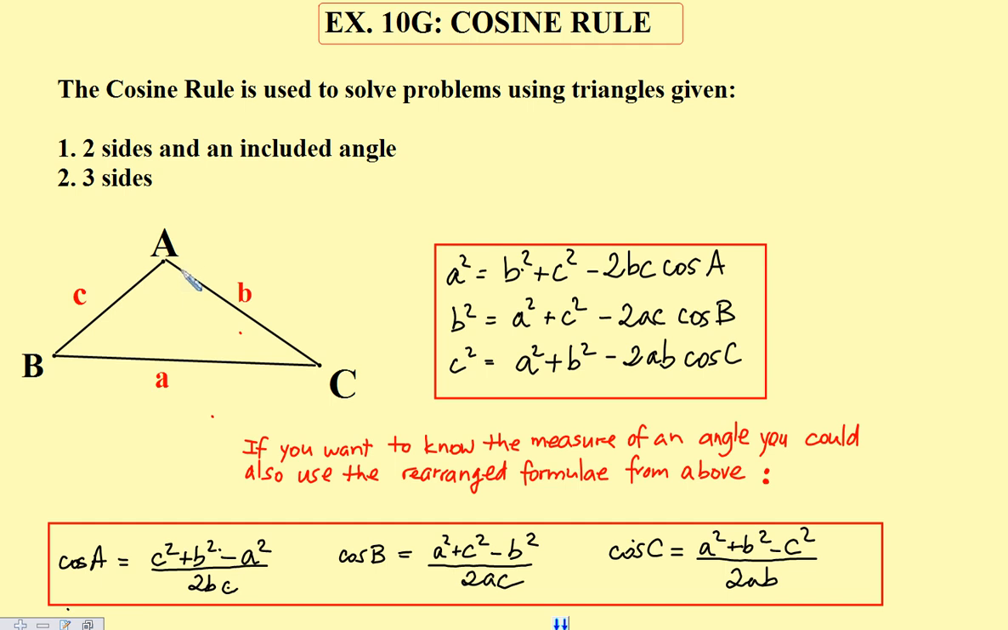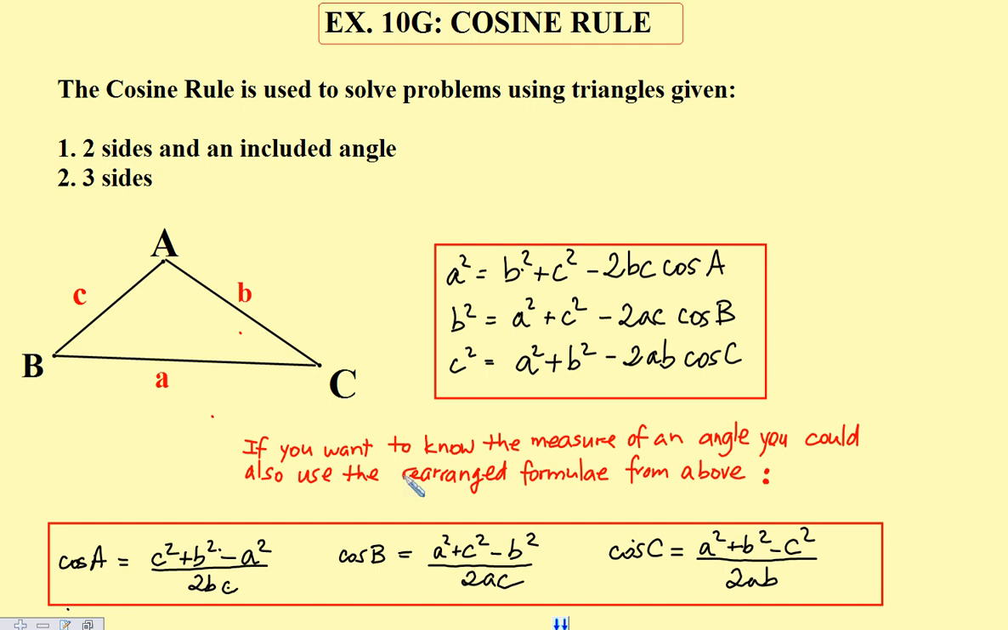Similarly, if I'm looking for side B, then it's A squared plus C squared minus 2 times A times C times the cosine of the angle B. And if I was looking for side C, then it would be A squared plus B squared minus 2 times A times B times the cosine of the angle between A and B. Then I would obviously have to take the square root of the whole thing, because these are all A squared, B squared, and C squared.